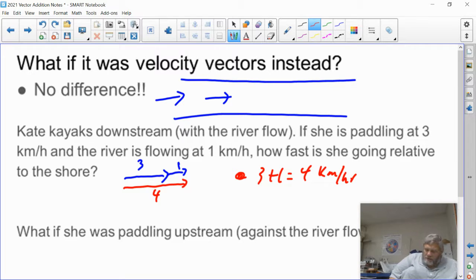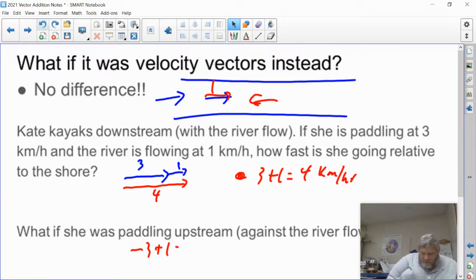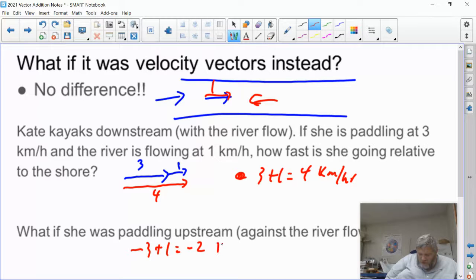If she was paddling upstream, then again, the river was going this way, and then she would be going that way. So if she was paddling upstream, we'll say that downstream is positive, so she'd be -3 plus 1, or she'd be going -2 kilometers per hour, or 2 kilometers per hour upstream.